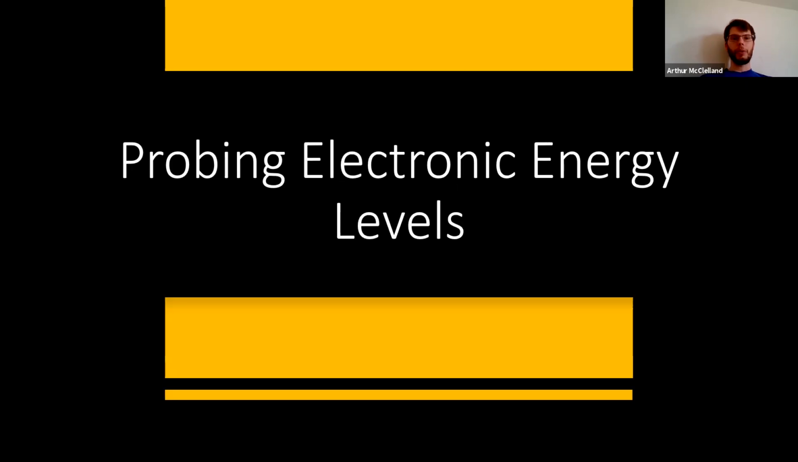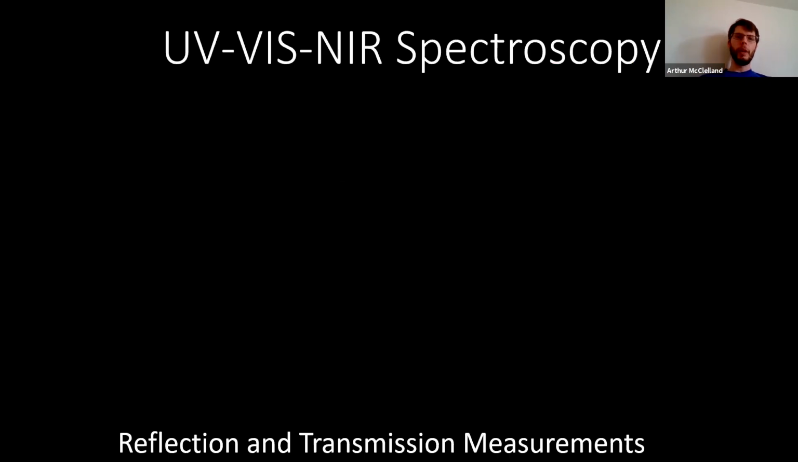All right, so that was sort of the broader overview, and now we're going to dig into some of the specific techniques that probe the electronic energy levels. So we've been talking about electronic energy levels and band gaps and where they arise from. One way to probe the band gaps is to use absorption spectroscopy with UV-VIS-NIR.